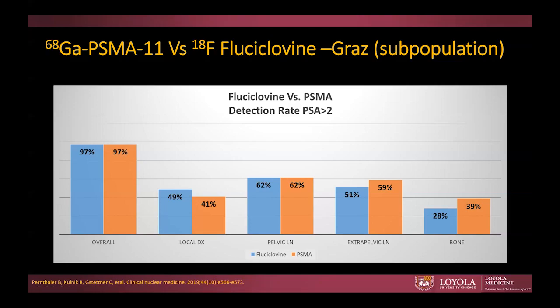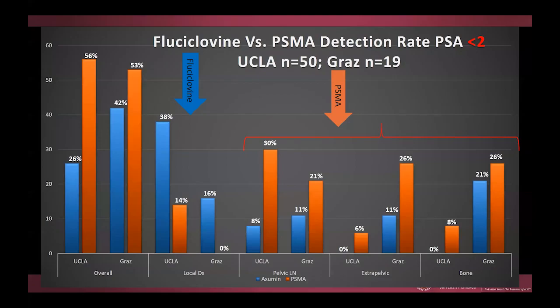Now, when you look at the PSA less than 2 at this point, it is a subpopulation that included the entire cohort of the American study compared to the European study. And you can see that in this subpopulation, fluciclovine outperforms in the detection rate for local disease, compared to extraprostatic disease, where PSMA was outperforming fluciclovine.